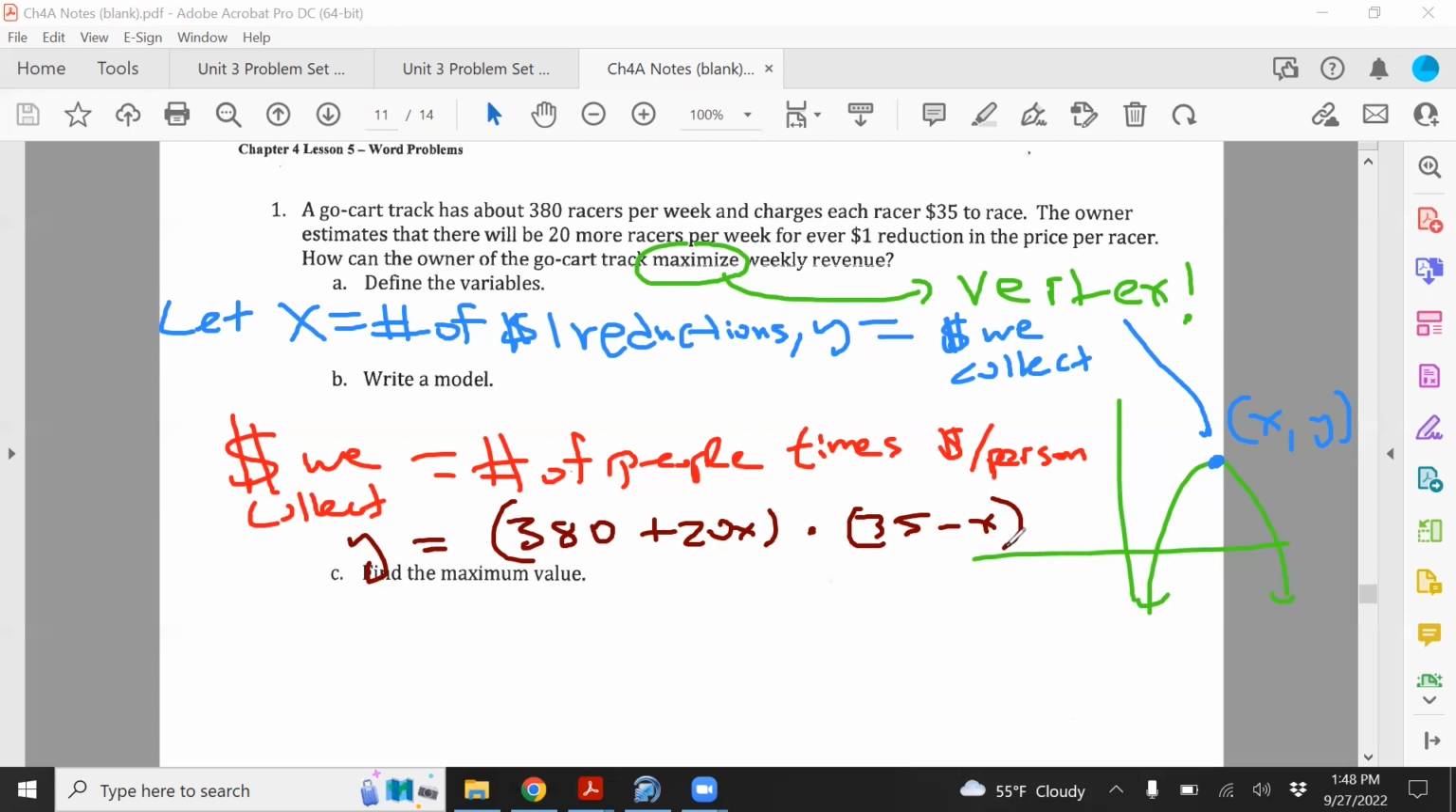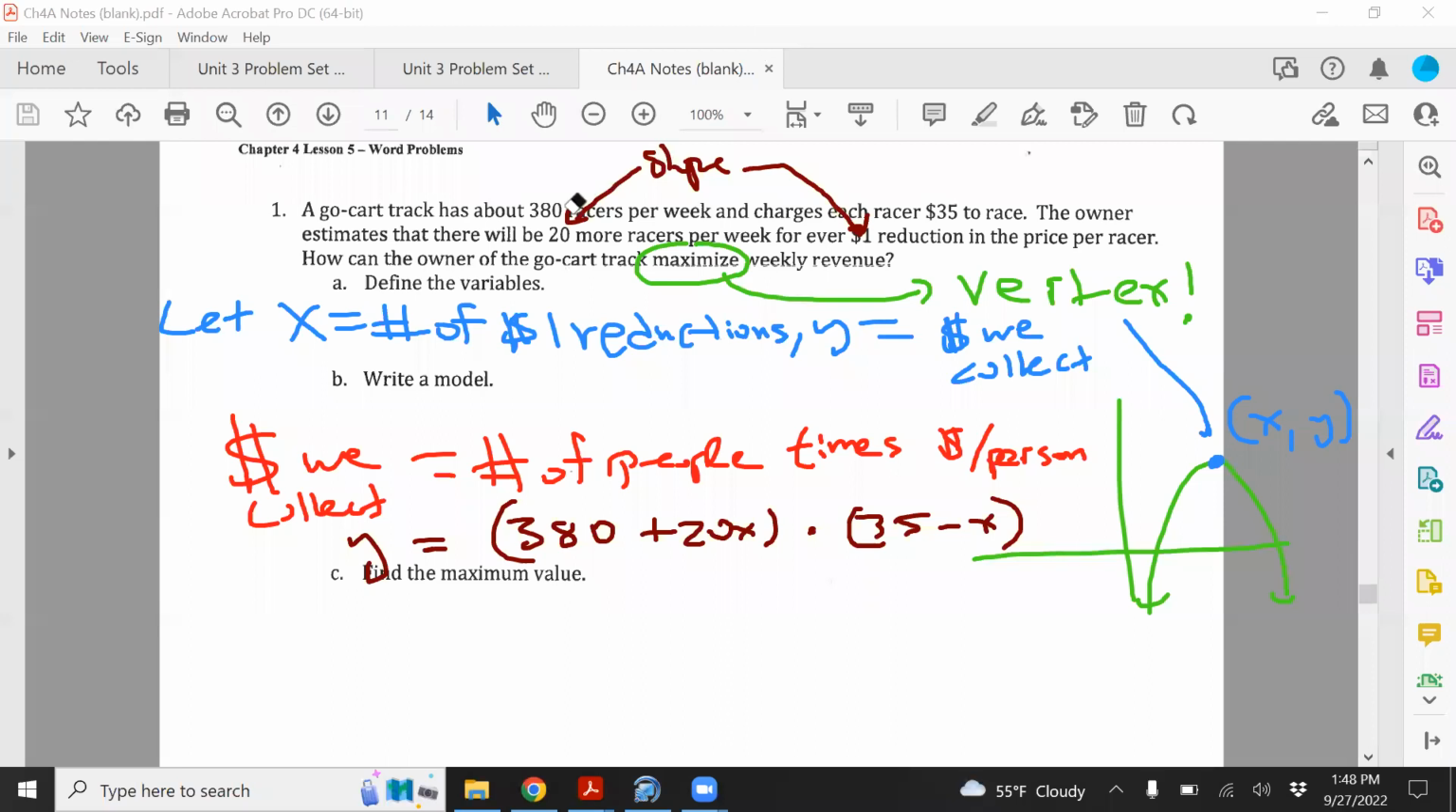But here's the thing. You have to understand, there's a change, right? So think of these like slope. Right? It's a rate. You multiply the rate by the number of reductions. But because you're gaining racers, you have to add 20. You're dropping the price, you got to do minus X. So that's how that works.